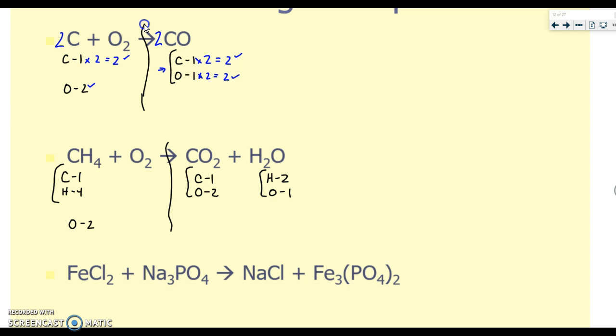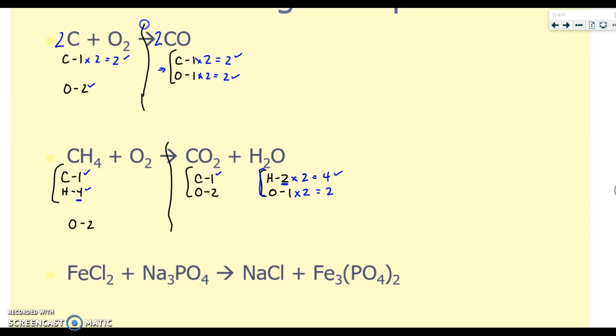So right now my carbons appear to match. I'm going to go down to my H's. I have 4 over here. I only have 2 over here. So I'm going to multiply by 2 to get 4. The bracket tells me I also have to multiply oxygen by 2. So at this time my hydrogens appear to be good to go and match. So do my carbons.